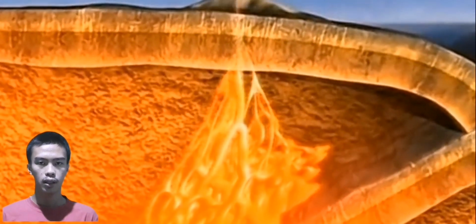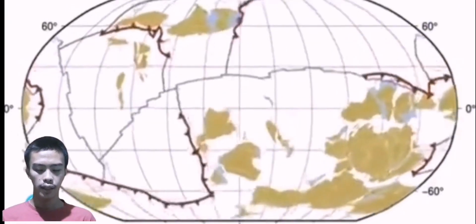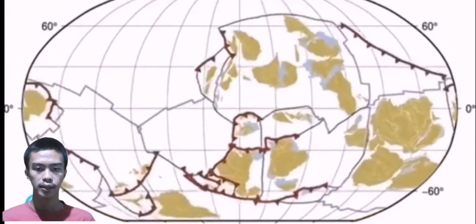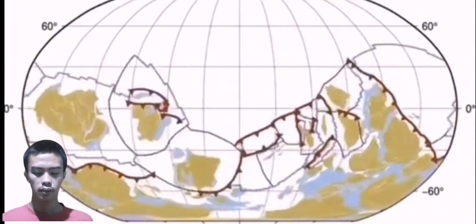Overall, tectonic movement is the driving force behind Earth's geological activity, responsible for shaping landscapes, triggering natural disasters, and contributing to the planet's long-term evolution.